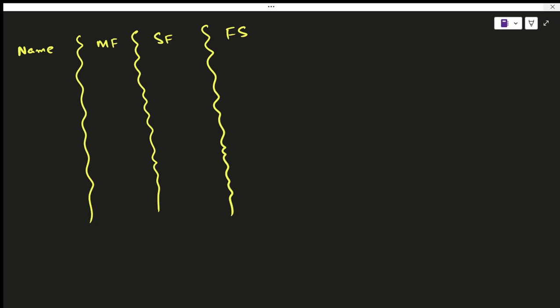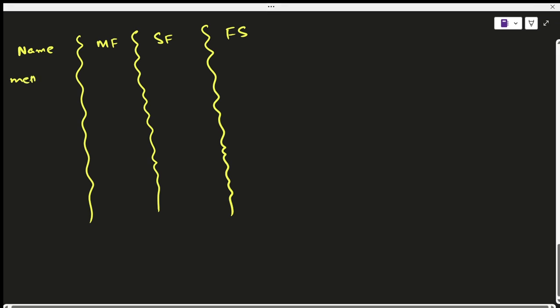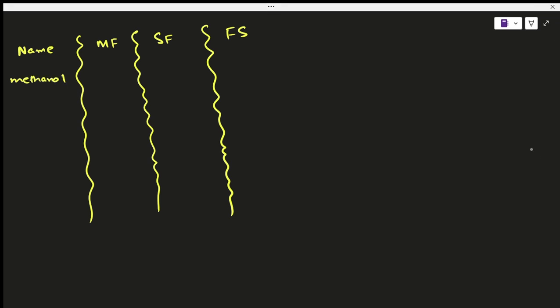So let's say I have the molecule which we just studied, methanol. And if I were to draw the structure for this, it's going to look something like this, right? Methanol, you're going to have an OH, and you're going to have something like this, right? So this is the full structural formula for a methanol molecule. And by this formula, you can see the molecular formula. You can also figure out the structural formula.